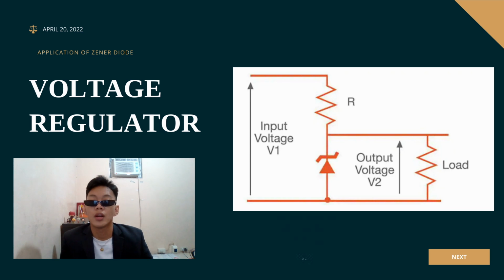So ang voltage drop across the load is also equal to the Zener breakdown voltage. So ang input voltage po natin ay ang magiging unregulated voltage natin. So with the help of Zener diode, ang magiging output voltage natin ngayon is magiging regulated na.